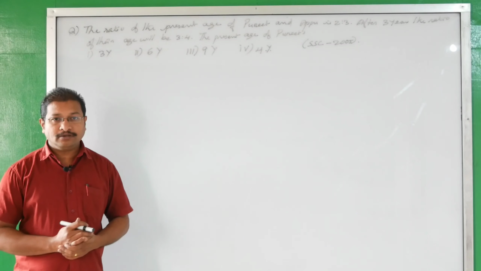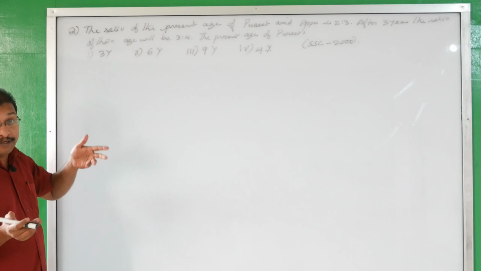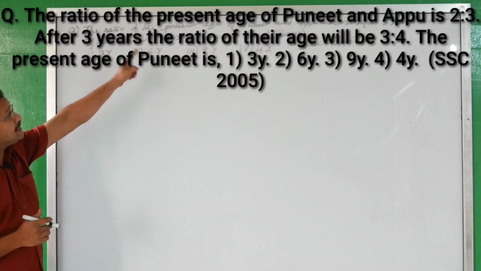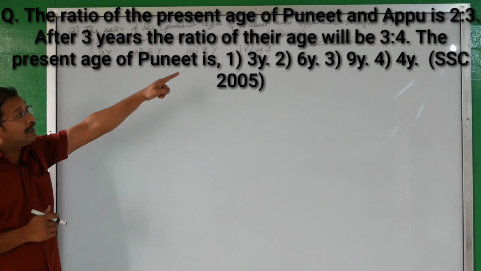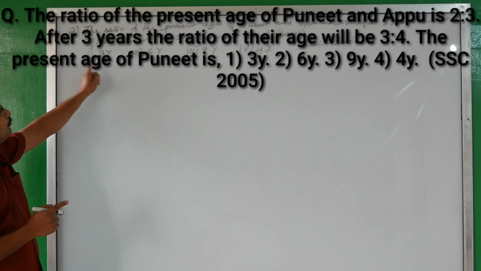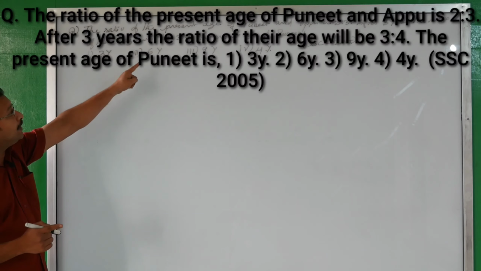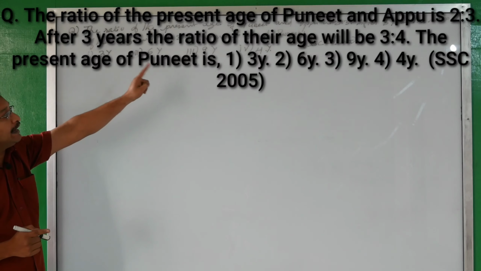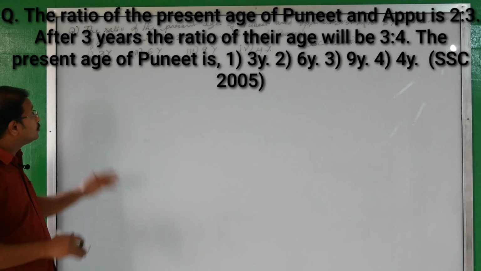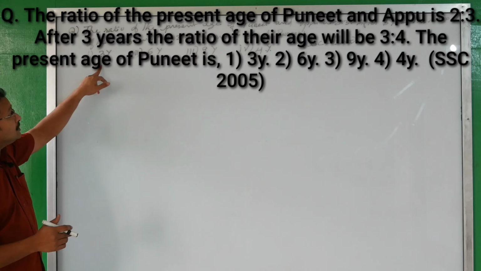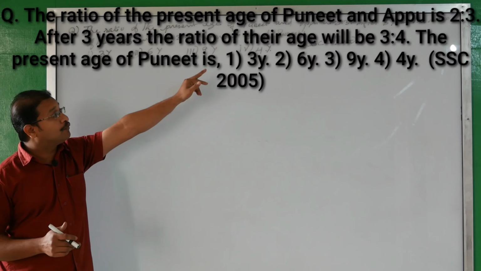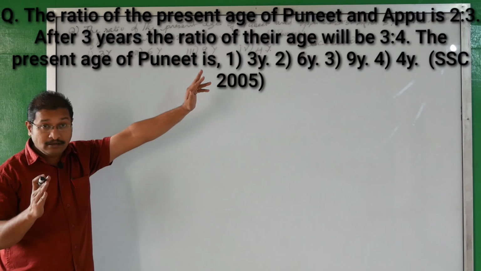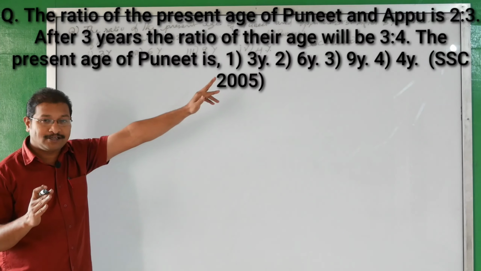Let's see the next question. I'll be reading the question now. The ratio of the present age of Puneet and Apu is 2 is to 3. After 3 years, the ratio of their age will be 3 is to 4. The present age of Puneet we need to find out. The options are 1, 3 years, 2, 6 years, 3, 9 years, 4, 4 years. It came in the 2005 SSC question paper.